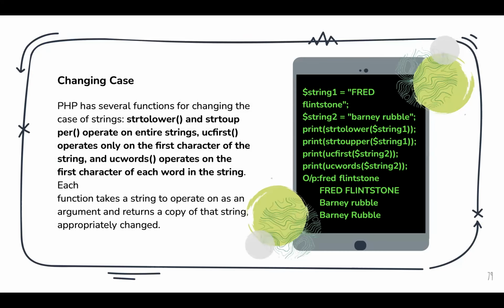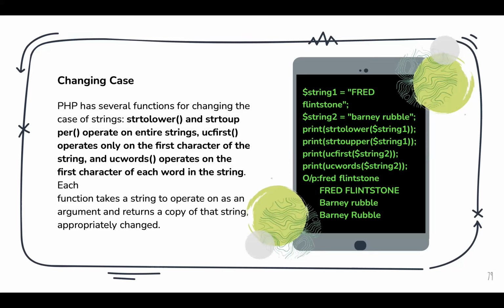Changing cases in strings. PHP has several functions for changing the case of strings. strtolower and strtoupper operate on the entire string. ucfirst operates only on the first character of the string, and ucwords operates on the first character of each word in the string. Each function takes a string to operate on as an argument and returns a copy of the string appropriately changed.